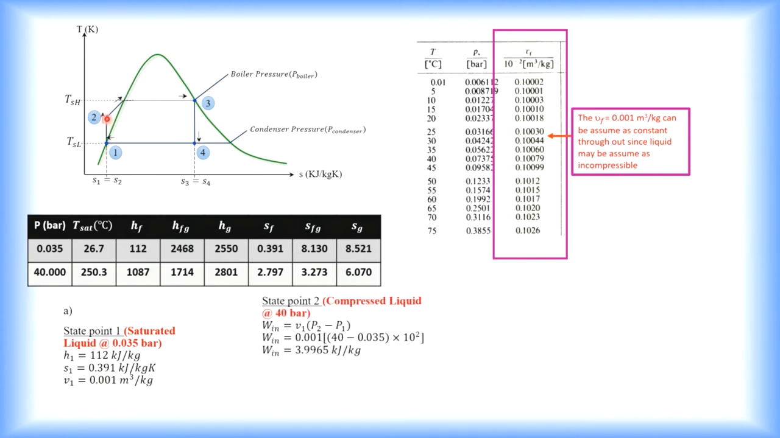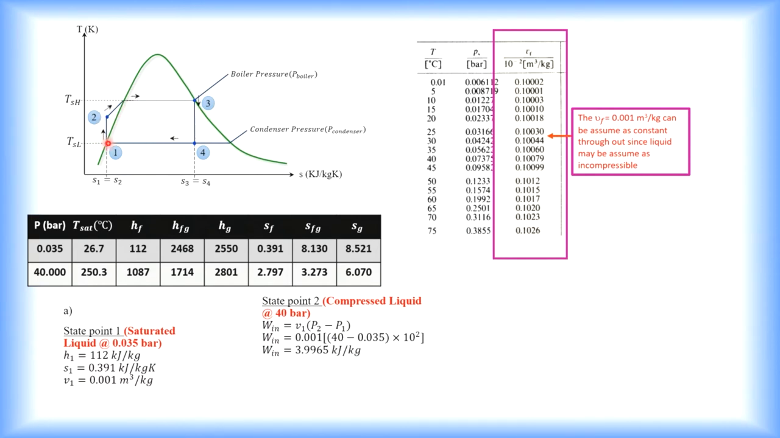Then you go for state point two. At state point two, this is a compressed liquid. Certain property tables don't show compressed liquid, so the only way to find the enthalpy at point two is to use this formula here, considering this volume as a constant. And this is the pressure difference between the boiler and the condenser. You can see P2 and P1 here. P2 actually is the boiler pressure.